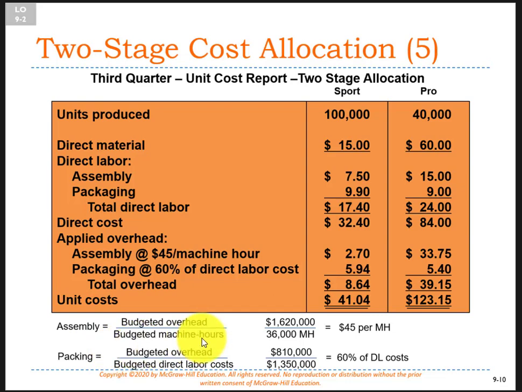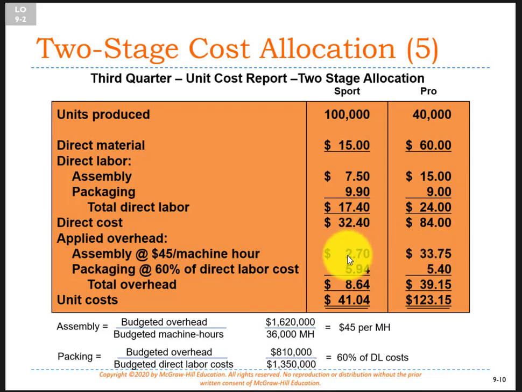So for our assembly smaller pile, we determined the cost driver was machine hours. So we took just the assembly overhead and divided it by the machine hours. So 1620 divided by 36,000 machine hours equals $45 per machine hour. So that gets allocated to the Sport and Pro based on how many machine hours Sport uses and how many machine hours Pro uses. And you can see that that's a very different number.